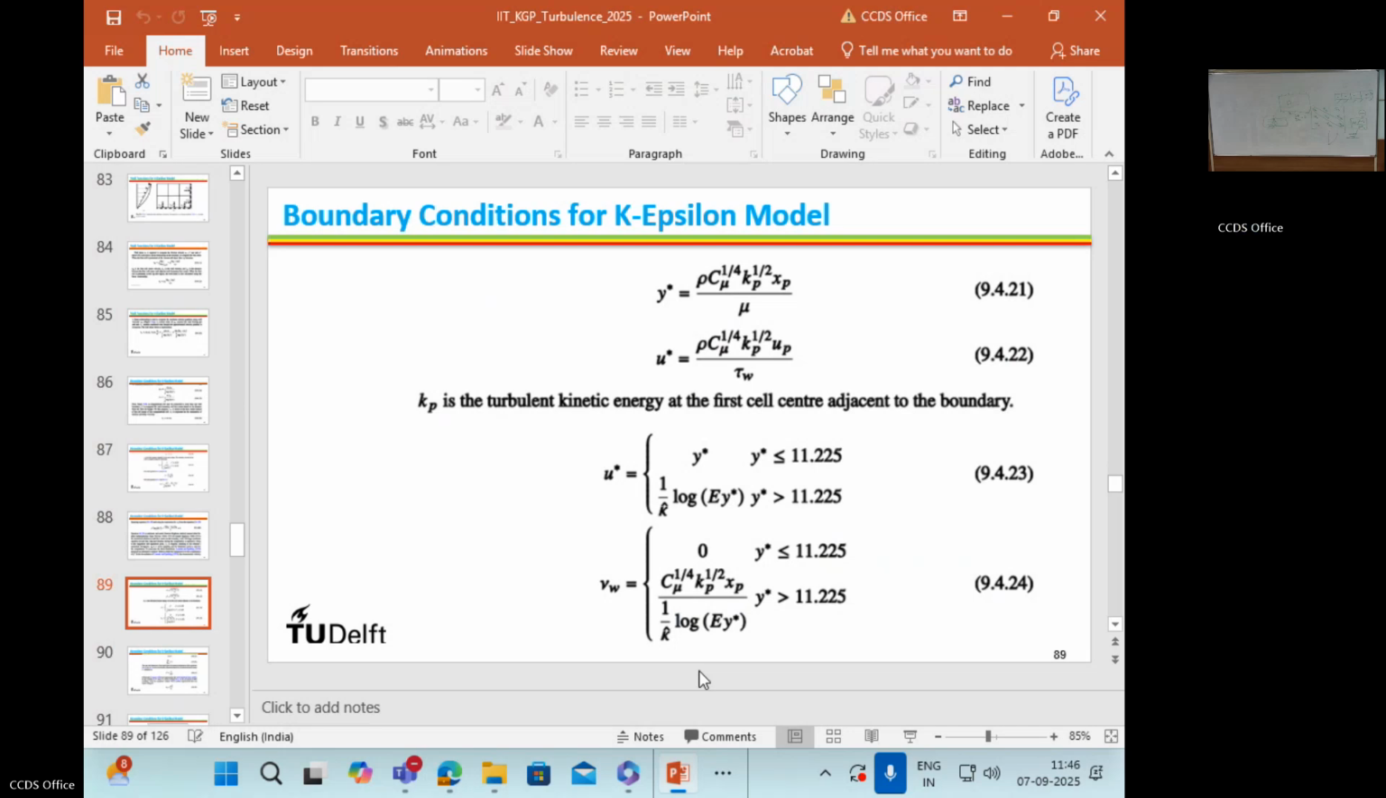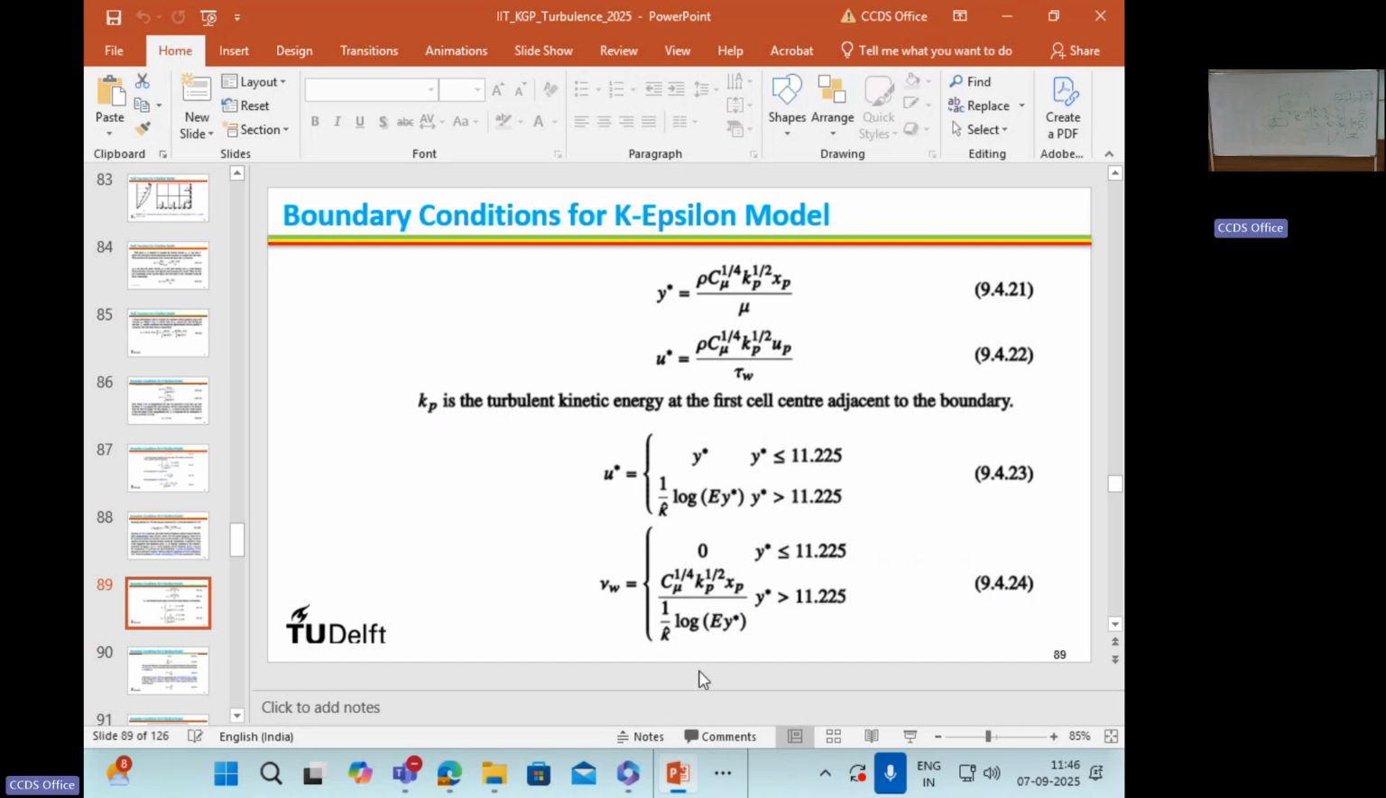Then if it is more than 11.225, meaning the height is a little bit higher, then based upon the value of the previous iteration or previous time step, I calculate the eddy viscosity at the wall, right? Once I calculate the eddy viscosity, where is it going to be used? Where am I going to use the eddy viscosity? In the current time step, I am going to use this eddy viscosity to calculate the shear stress.